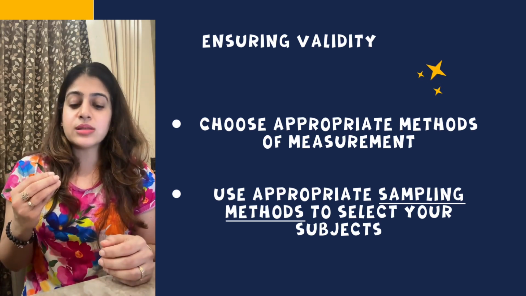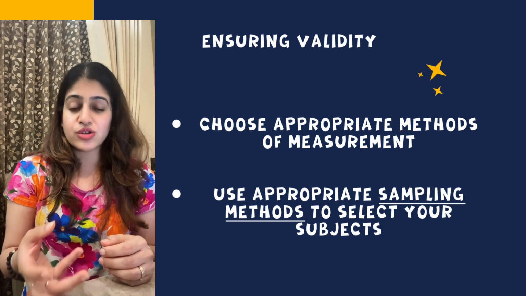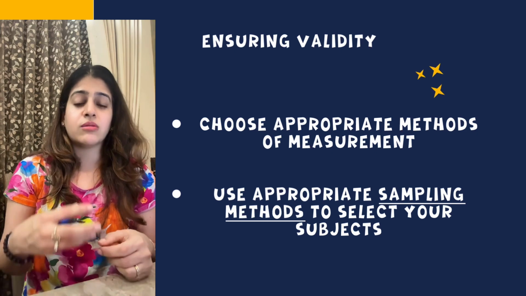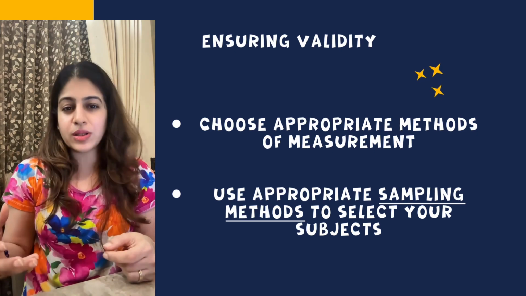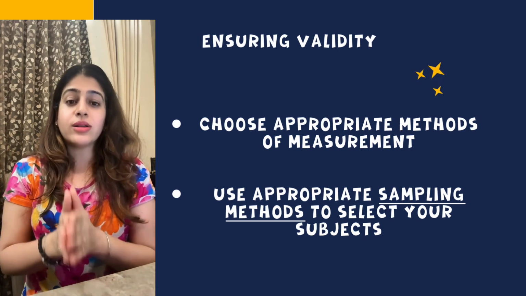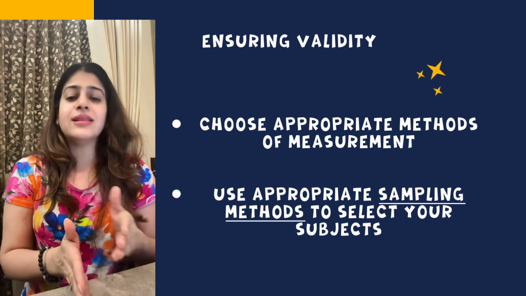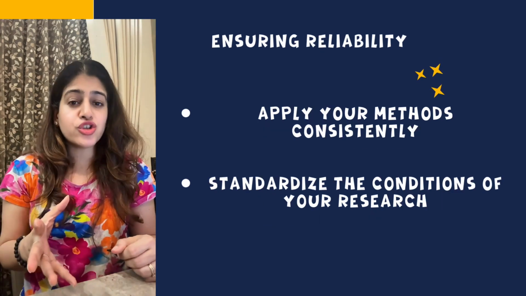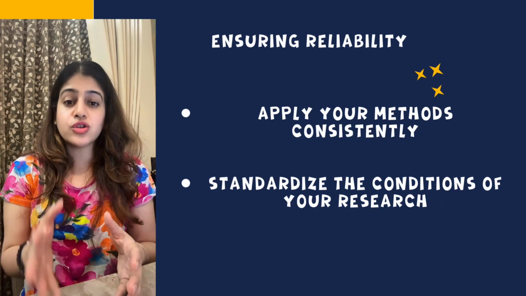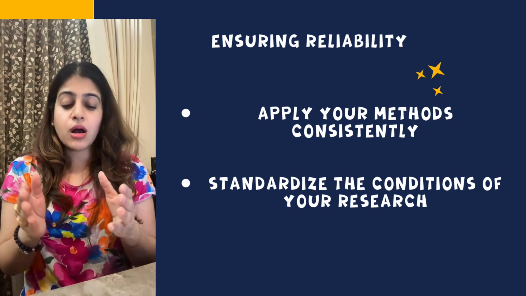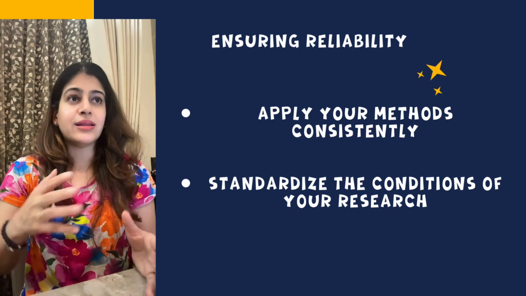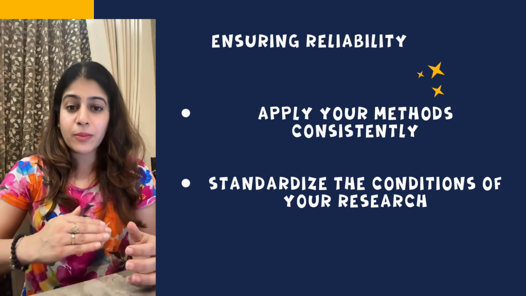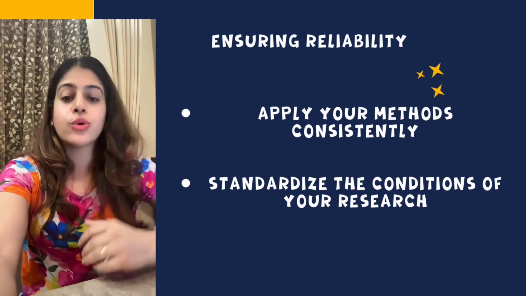Or if I am doing research on investment and banking, then maybe a homemaker or a college-going or school person will most likely not be the right sample. So I need to make sure that my sampling techniques and the target audience are right for the study. Next, how do you ensure that your questionnaire or your research is higher on reliability? Make sure that you apply the methods consistently. So there is consistency between all the methods during your procedure or during your research.